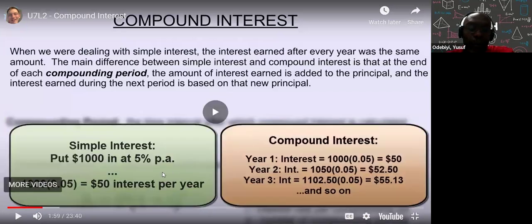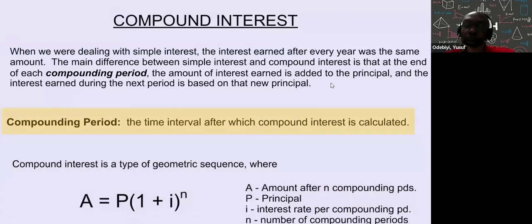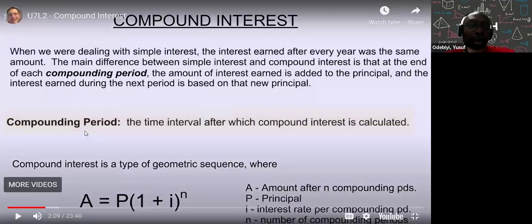Okay, start here. The money is in the account. A compounding period just happens to be the time interval after which compound interest is calculated. Okay, so this is important here, compounding period. It's basically the interval after which the compound interest is calculated. If we talk about a year, then the interest is based on that year. That's calculated and it's added on to the principal.